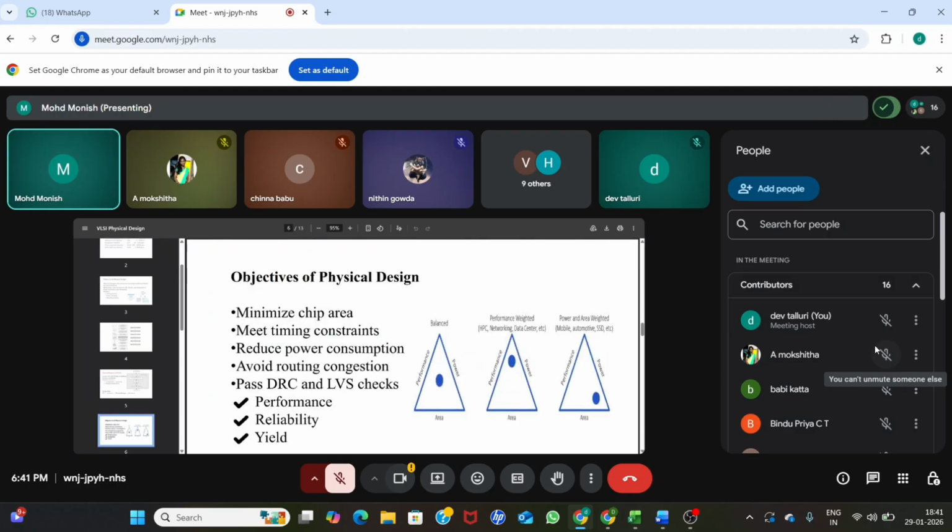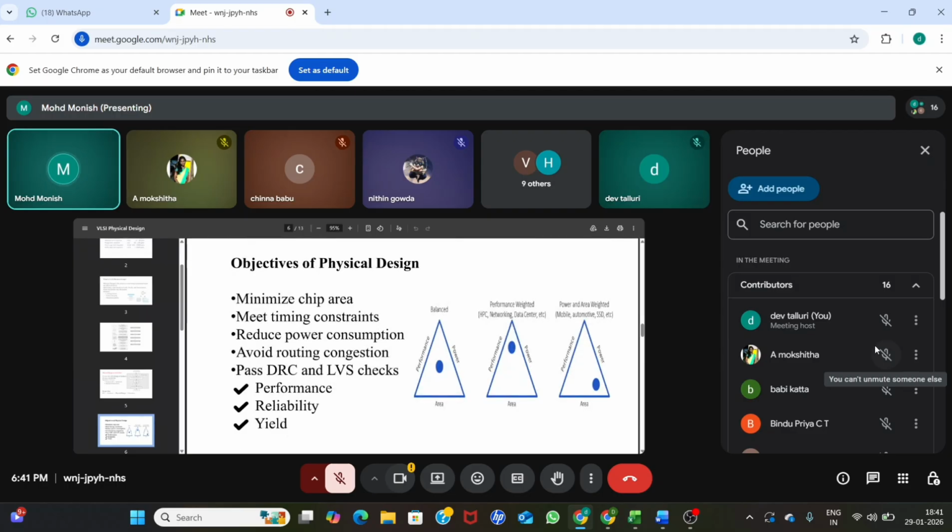So what is the main objective of the VLSI physical design? The main objective is to reduce the chip area, so that it is faster in performance, has less heating and easy wiring, and it should pass the design rule check and layout versus schematic.